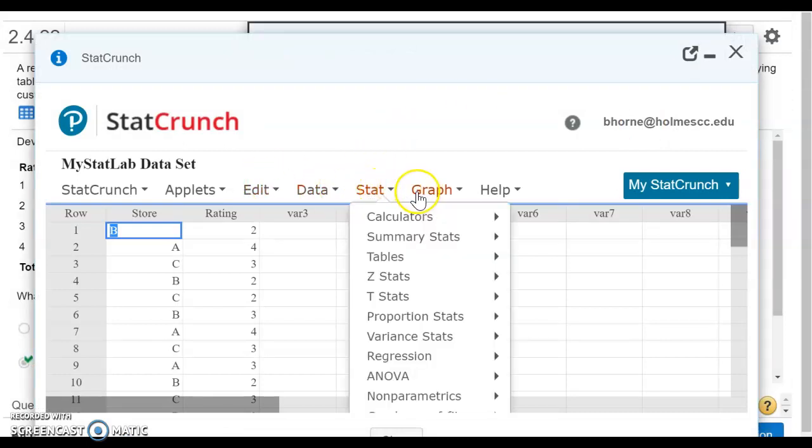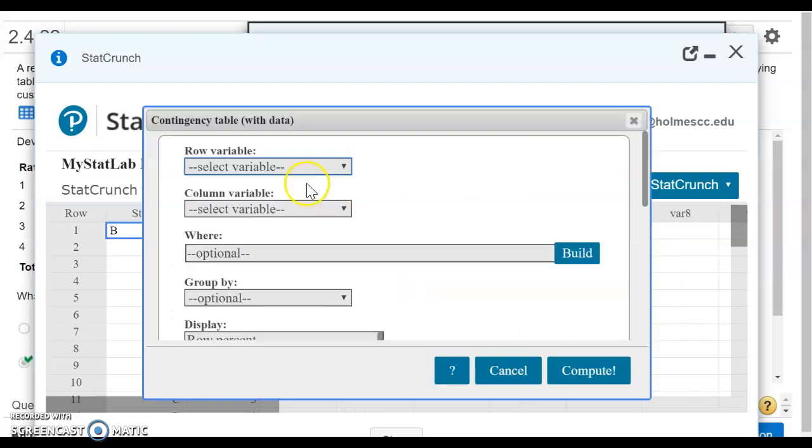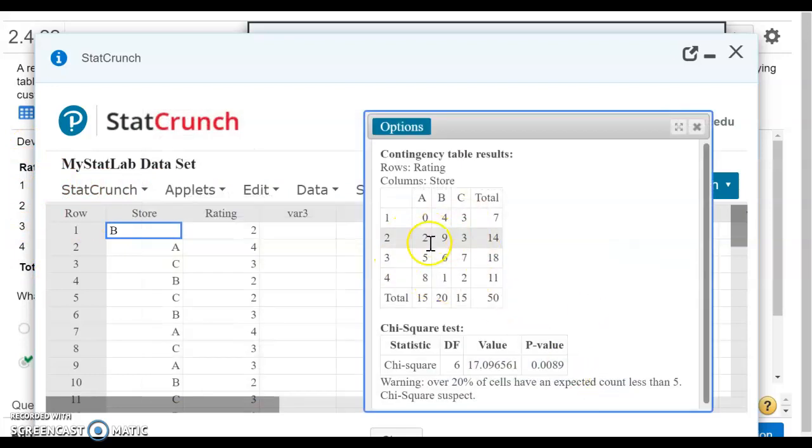And we're going to go to Stat, go down to Tables, and go to Contingency. And we're going to do it with our data. And remember, we want our rows to be the ratings. See the ratings? These are our rows. And then our columns were the store. And you can hit compute. And so it gives you your contingency table here.